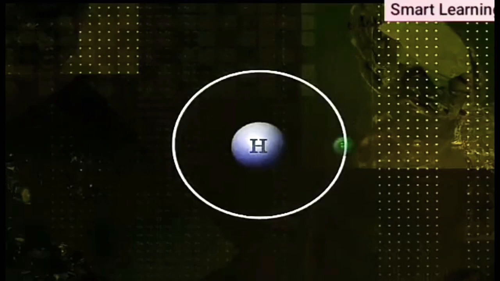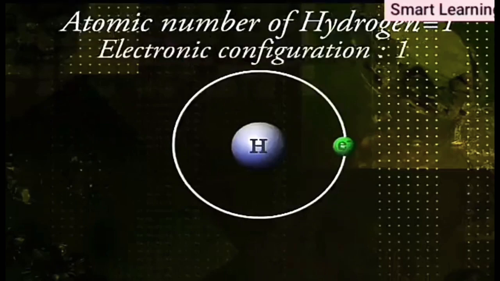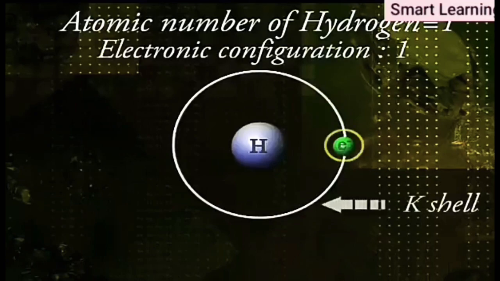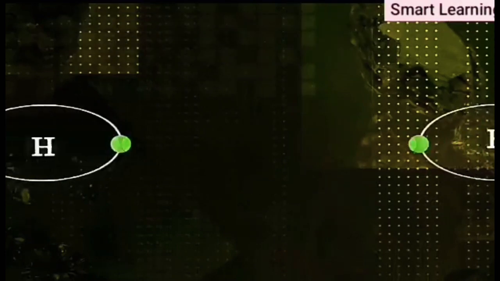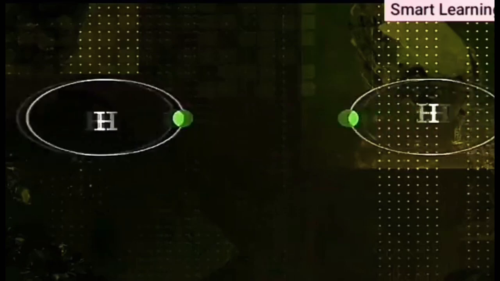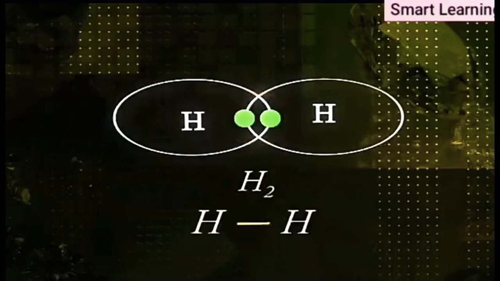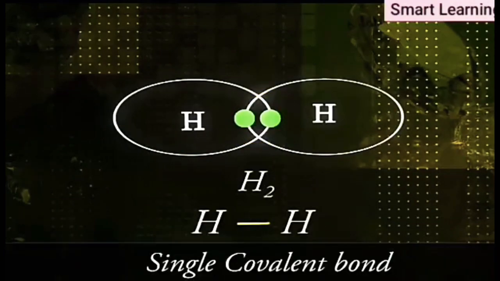The simplest molecule formed in this manner is that of hydrogen. The atomic number of hydrogen is 1. So, its electronic configuration is 1 and the number of electrons in outermost shell, that is, in K shell, is 1. It requires just 1 electron to complete its duplet. In this case, 2 hydrogen atoms share their electrons to form a molecule of hydrogen H2. The bond formed by sharing of 1 pair of electrons is called single covalent bond.